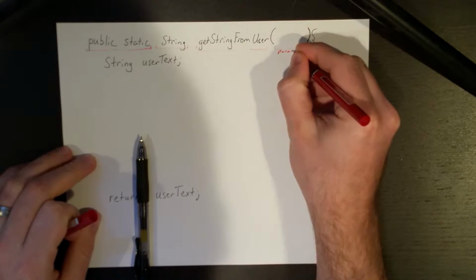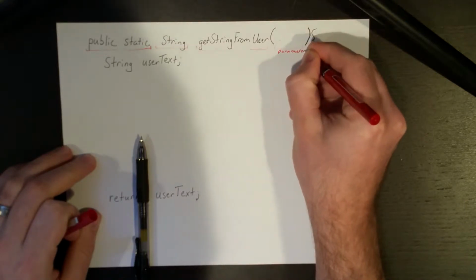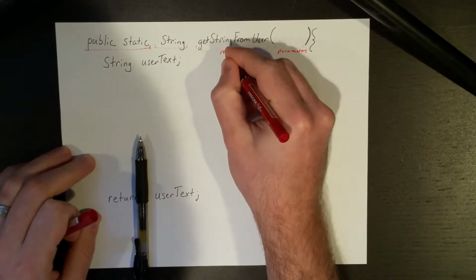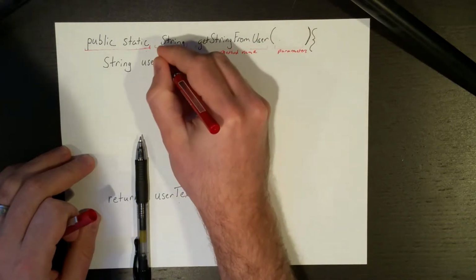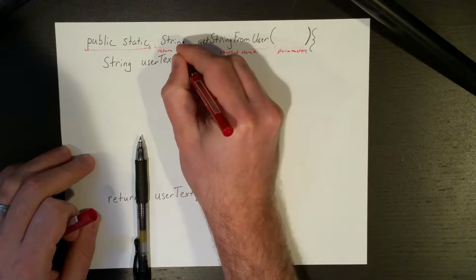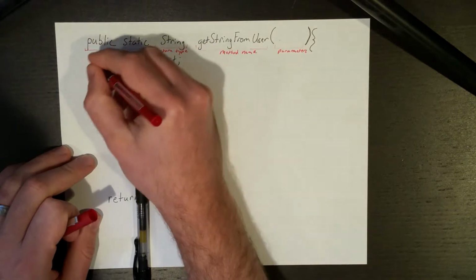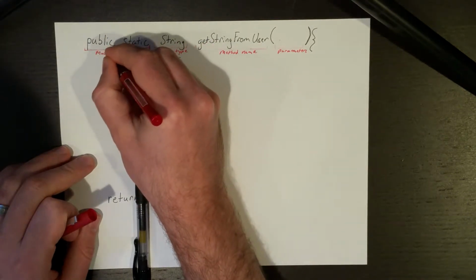So this is where our parameters go. This is our method name. This is our return type. And these are our modifiers.